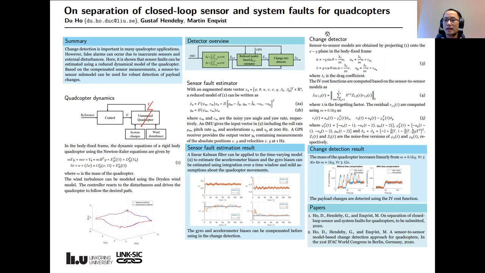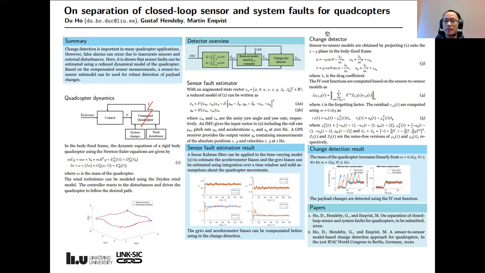where there are some important factors: lambda is the forgetting factor, and the residuals R1 and R2 are computed using the nominal mass, given in equation 5. And you can see in the next figure the change detection results.